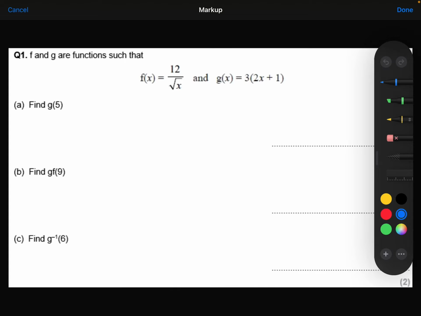So that's saying to substitute 5 into the g function. So I'm going to substitute 5 in here. I'll get 3 times (2 lots of the 5 plus 1), which is equal to 3 lots of (2 times 5 is 10, plus the 1 is 11). So 3 lots of the 11 is 33. So that's my answer to A.